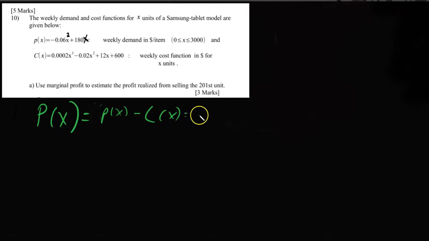So we'll get here negative 0.06x squared plus 180x, and we're subtracting, right? So it will end up being minus 0.0002x cubed plus 0.02x squared plus 12. Simple derivative to take now.